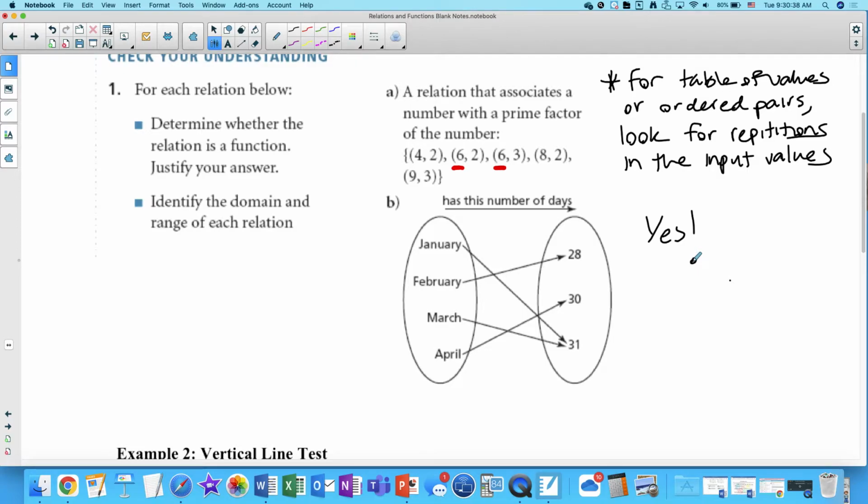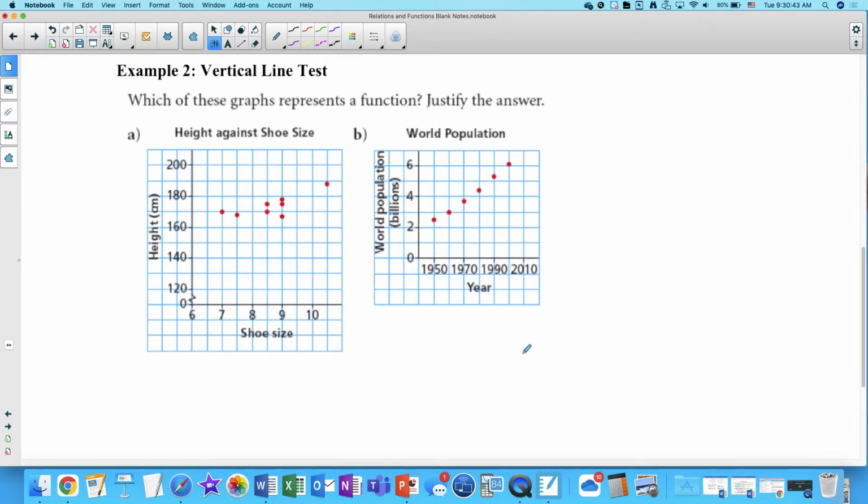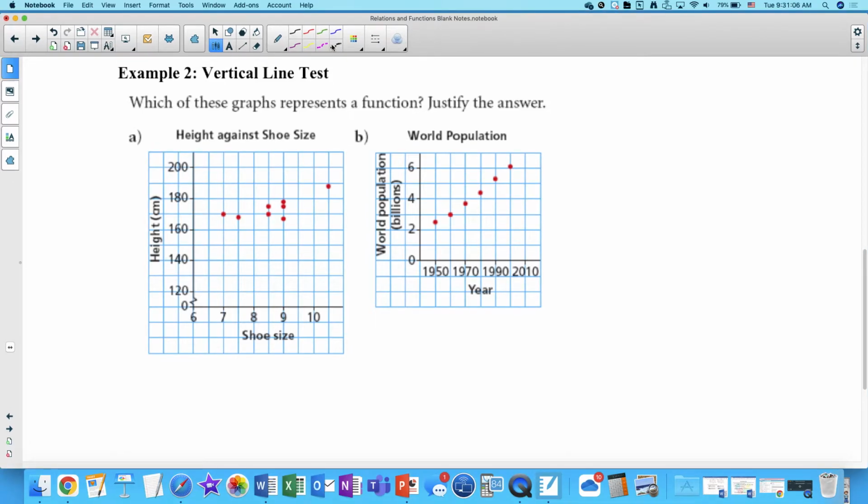When you have the representation of a graph, when that is the representation of your relation, you can do something called a vertical line test. We take a vertical line, because remember the input values or the domain values are on the horizontal, and the range values are on the vertical. And we sweep it across the graph. If the graph intersects the vertical line more than once, it is not a function.